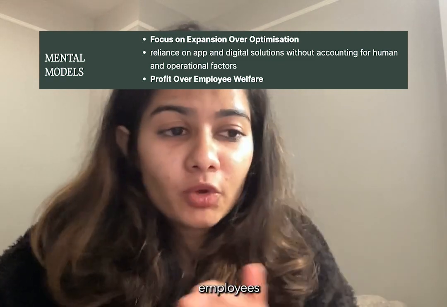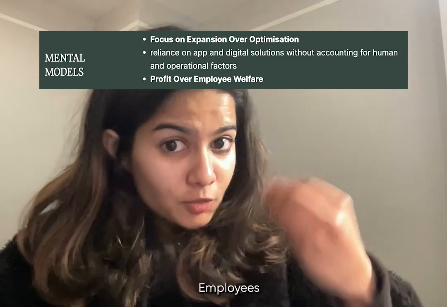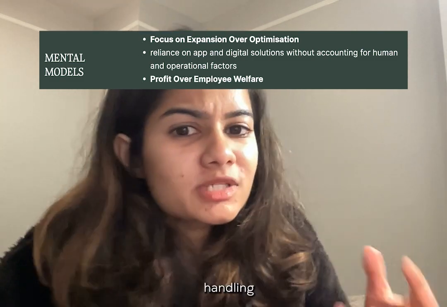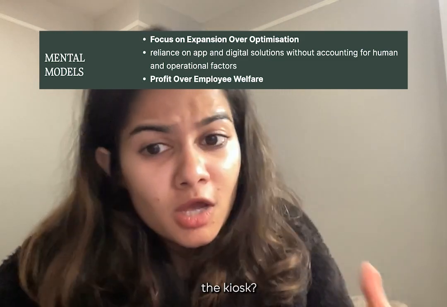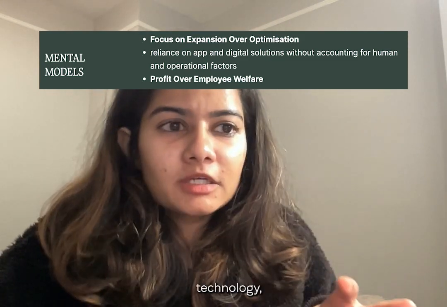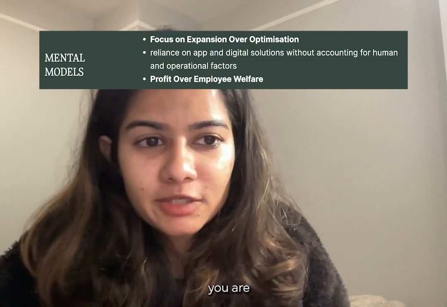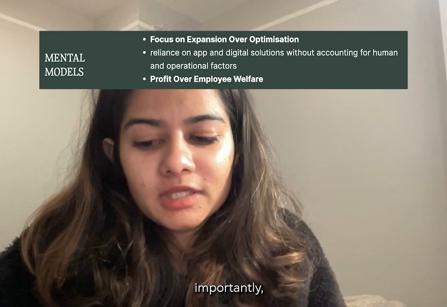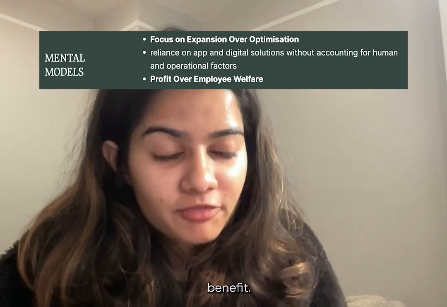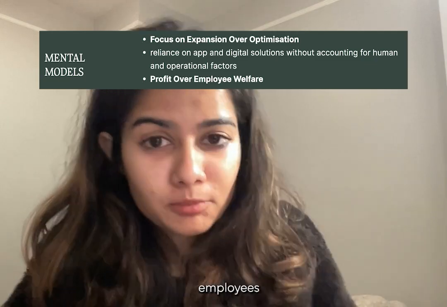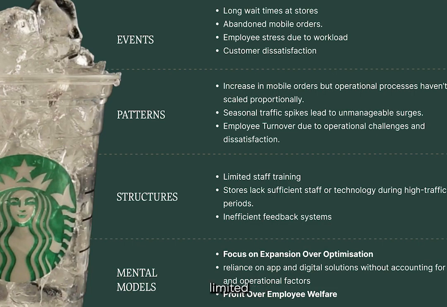Employees are the ones who have direct contact with the customers. So what about that? Who is handling the machine, who is handling the kiosk, who's making sure that your customer is able to handle the kiosk? Just by making it technology, putting it in your face, doesn't mean that you're solving for a large problem. And lastly, and most importantly, profit over employee welfare. Starbucks doesn't want to invest in their employees. Starbucks doesn't care for their employees being happy. So you have limited staff, you have a lot of issues like that.